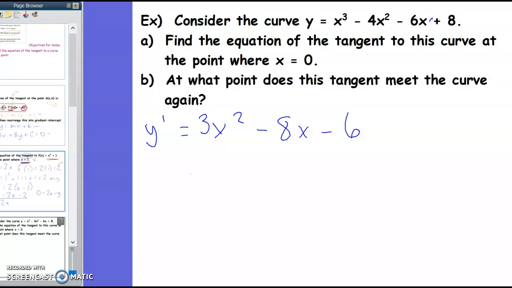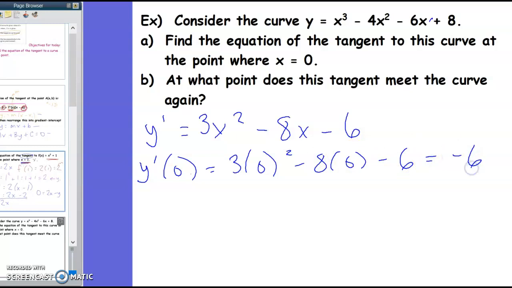So there's my derivative. And hopefully you remembered that you should substitute 0 in for all your x's because that's what you were given. And you end up with negative 6.